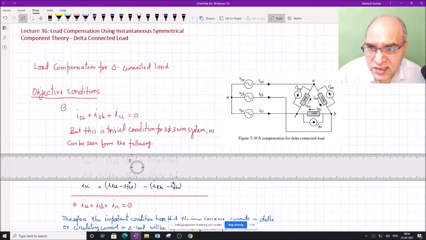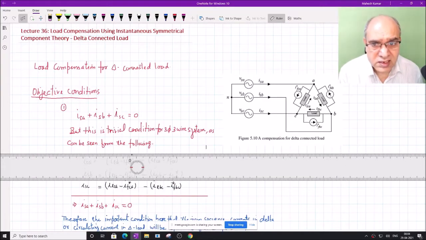Welcome students to this 36th lecture on load compensation using instantaneous symmetrical component theory for delta connected load. What we discussed in the previous classes were for star connected load, a 3-phase 4-wire system. This is essentially a 3-phase 3-wire system. Even in the previous scheme, if we have a 3-phase 3-wire system, the scheme works. So it is not really a function of the configuration.